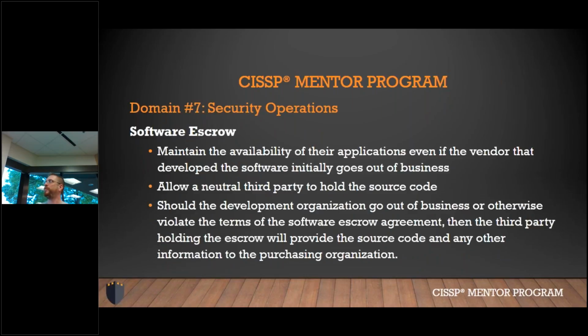Software escrow. Again, we talked about this with key escrow and encryption. Same concept. We're going to allow a neutral third party to hold the source code. So if you have concerns that a company is going to go out of business and you've got a critical application that is dependent on them, you can put the software into escrow. If they were to go bankrupt, go out of business, you would still have access to that source code. So you could still maintain and support the software that you'd paid for.